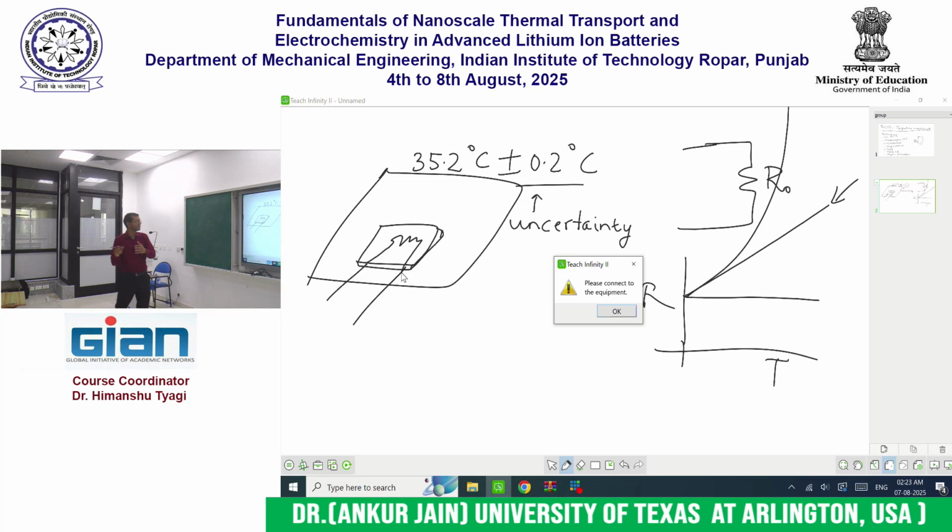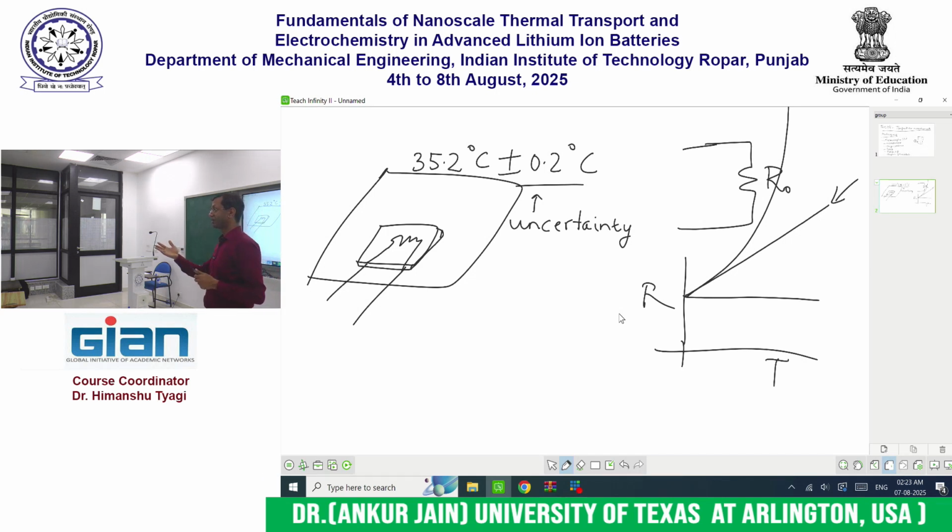Let's take a step back. How are we proposing to measure this temperature? By change in resistance. So I must measure the resistance of this body, and that will tell me the temperature of this body, right? That itself is not straightforward. How will I measure resistance? Can somebody propose to me a way to measure the resistance of this sensor?